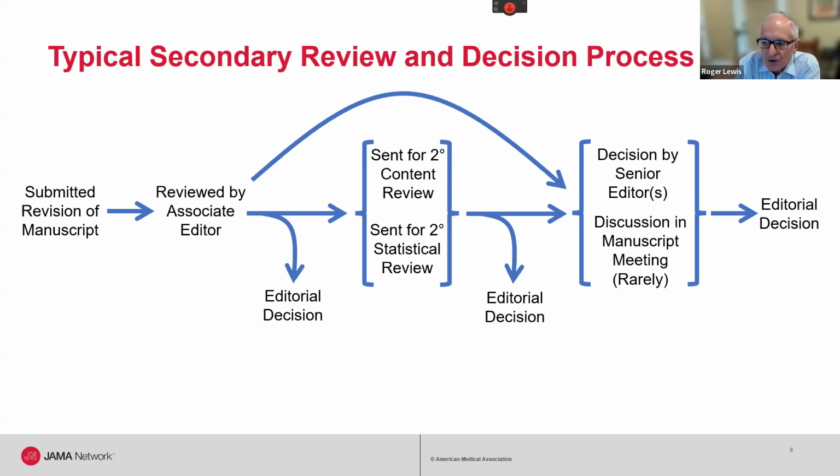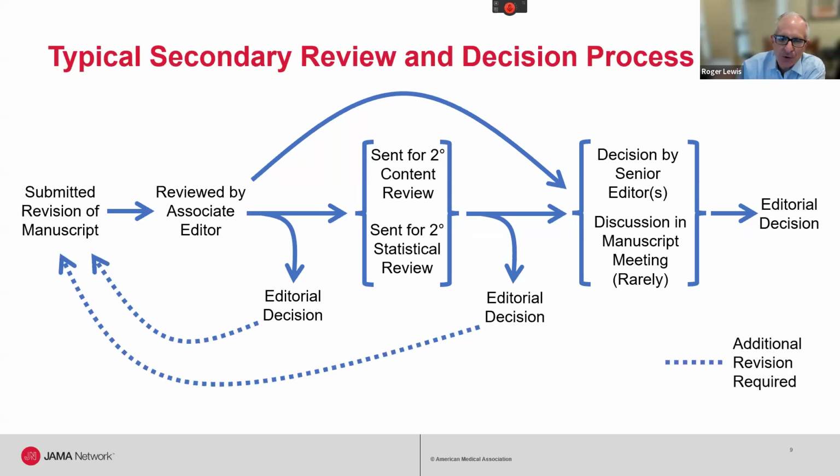But if there's a question that the associate editor can't resolve, and that includes resolving with internal communications within the editorial staff or our statistical core, then they may send it out for secondary content or statistical review and make a decision. But usually what happens is the associate editor looks at it and a decision is made. Rarely will it come back to manuscript meeting, if there was something very contentious, or perhaps we thought the authors were going to be able to address something one way, but then when they respond, we find out we completely misunderstood the issue. They didn't have access to data that we thought they did, or vice versa.